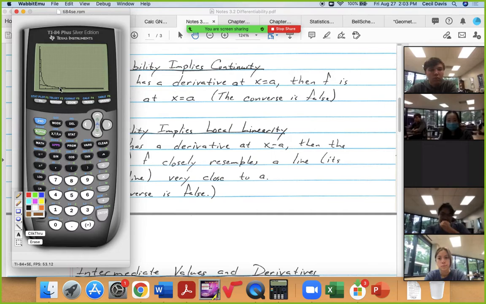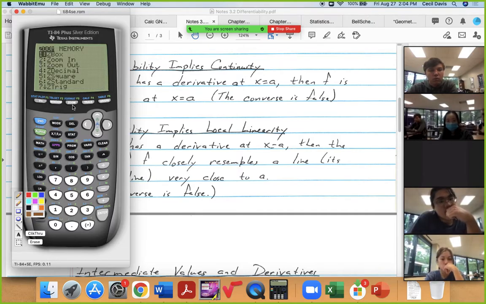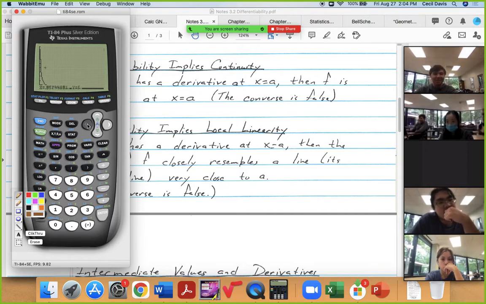It looks like this. If I was to zoom way in on this, and I don't know, have you guys ever done a zoom box? I'm taking that as a no, since no one raised their hand there. With a zoom box, you know what? Let me change the window first so I can see the... Let's do a zoom standard to start with.